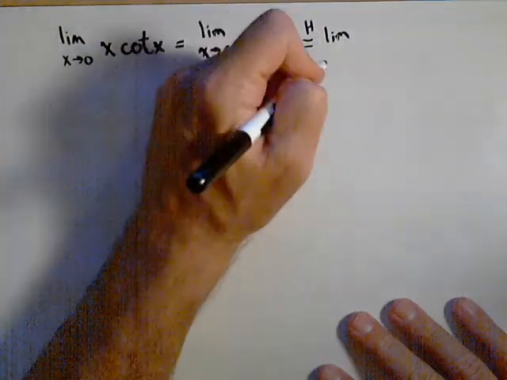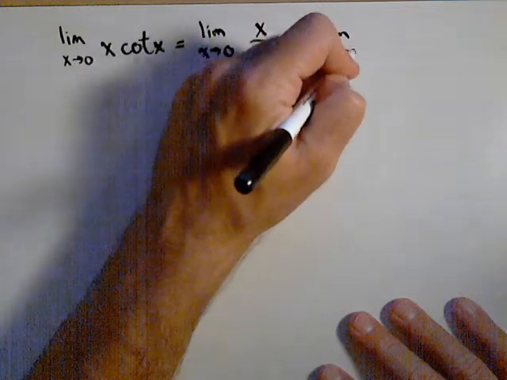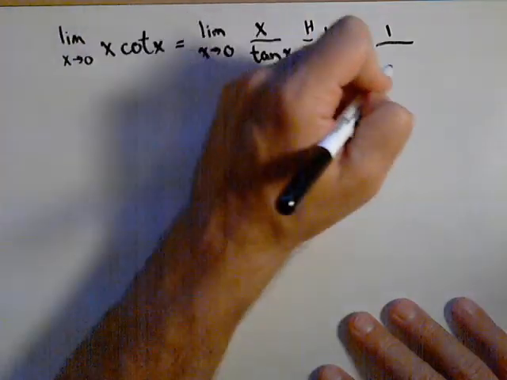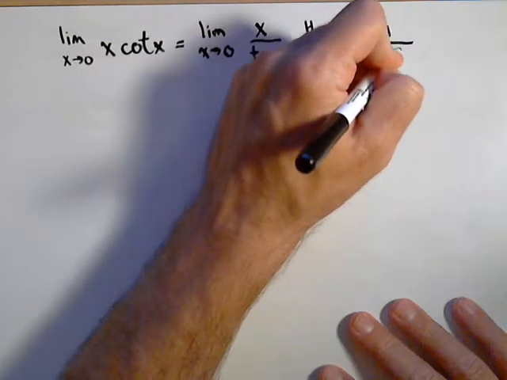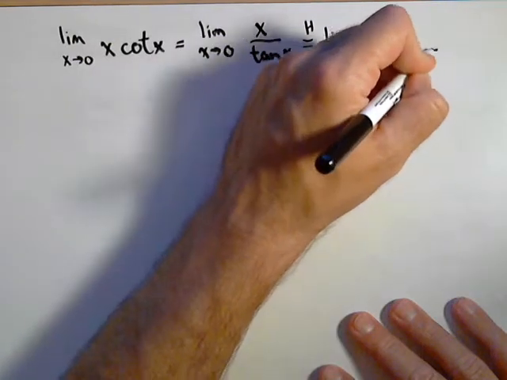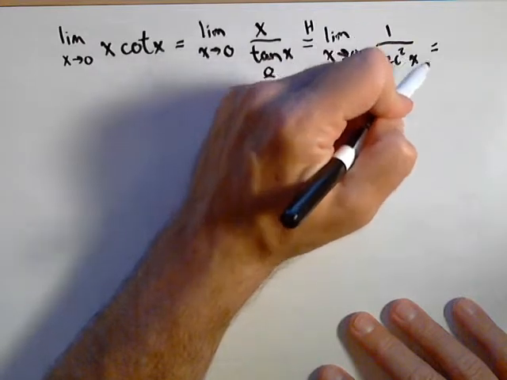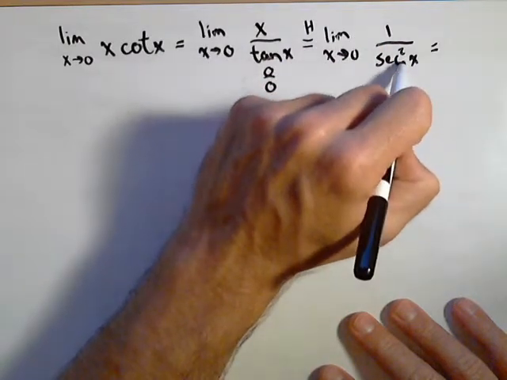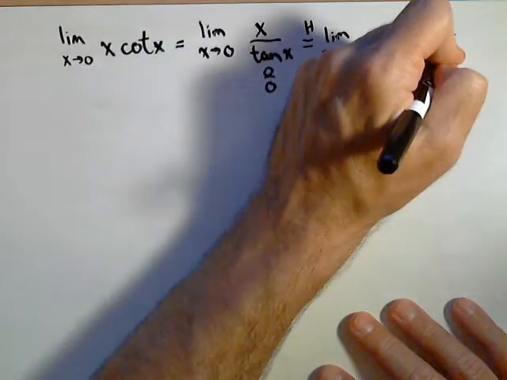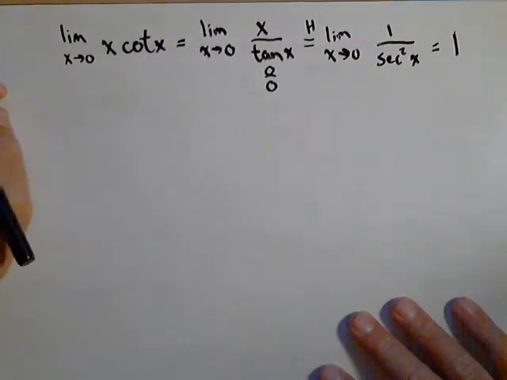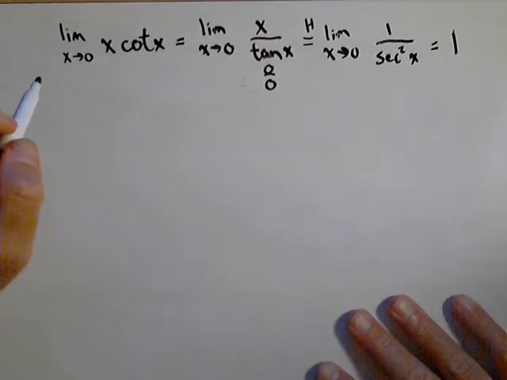And I've got the limit as x goes to 0. The derivative of x is 1. The derivative of tangent is secant squared x. Secant squared of 0, well, that's 1 squared, or 1. So you get 1 over 1, or 1. That one wasn't too bad. It's just seeing how to rewrite it.